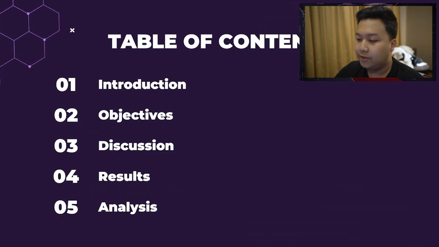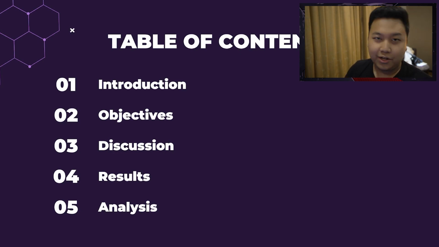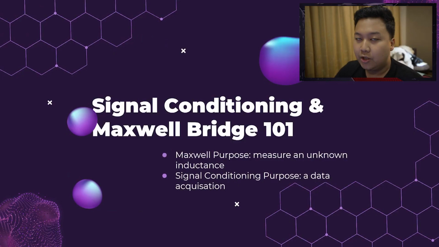Okay, so this is the table of contents. The first one is the introduction, the second one is the objectives, the third one is discussion, the fourth one is results, and the fifth one is conclusion or analysis. So basically, the signal conditioning and Maxwell bridge 101.